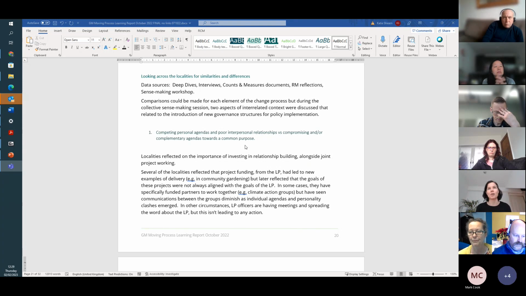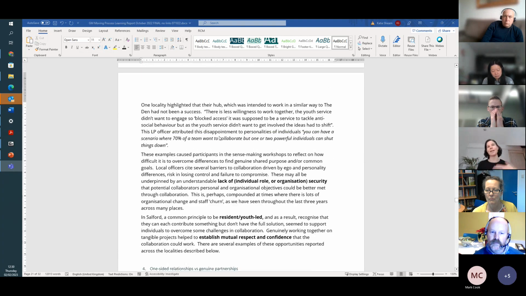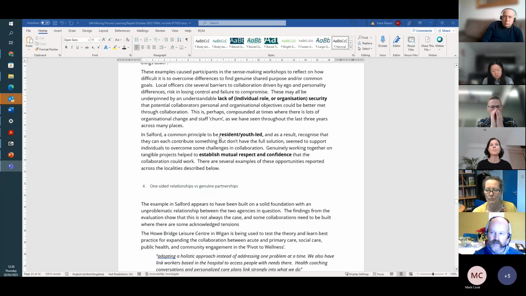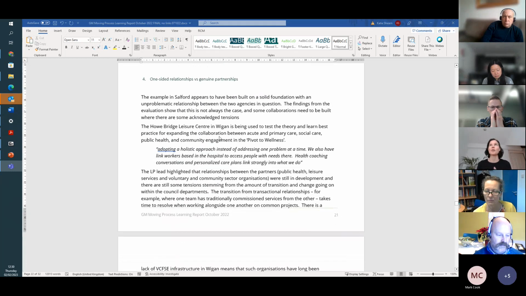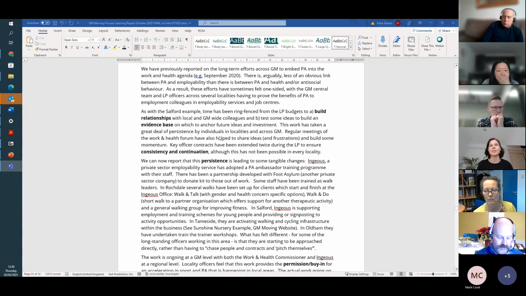And they highlighted, and again I'm not going to go into detail, that there's a difference when you've got competing personal agendas and poor interpersonal relationships, versus people who are able to compromise and understand where there are complementary agendas towards a common purpose, with detail coming out here about where sometimes you haven't got that. And then others reflecting on where they currently sit feel like it's quite one-sided. They're trying to work in collaboration, and the people they're working with say, oh yeah, that's great, I'll have some more of that. But it's not reciprocal, so it's not feeling like a genuine, bedded-in partnership. So this is where we're starting to test the ideas of the theory with other places.